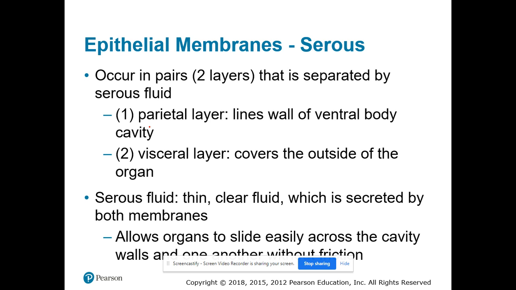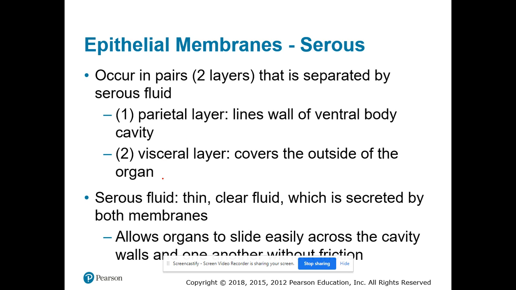The first layer is called a parietal layer. This lines the wall of the ventral body cavity. And then you have a visceral layer. This covers the outside of the organ. So we're going to show you a picture to discuss these layers, the parietal and visceral, to give you a better idea.